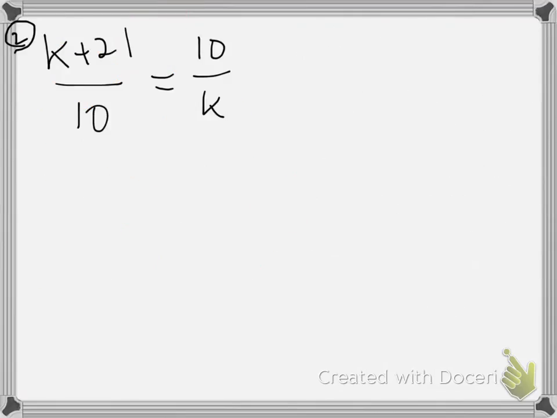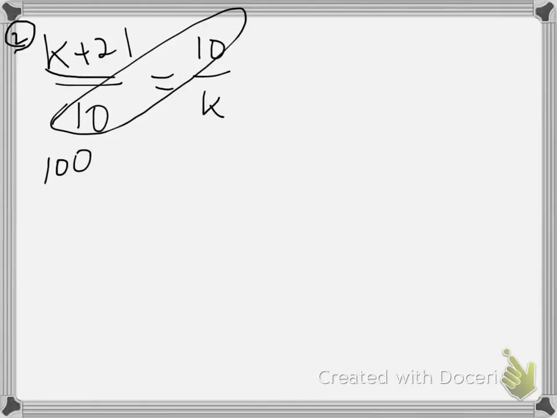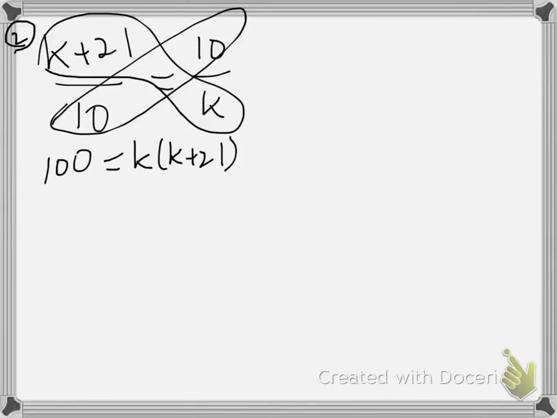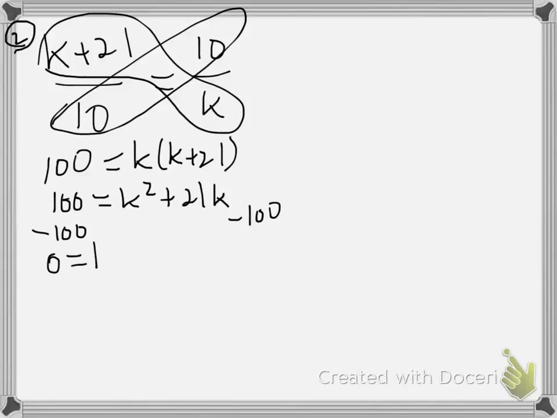Okay, so then this one you cross multiply, you get 100. And here you get k times k plus 21, which gives you 100 equals k squared plus 21k. So I subtract 100, and I get 0 equals k squared plus 21k minus 100.